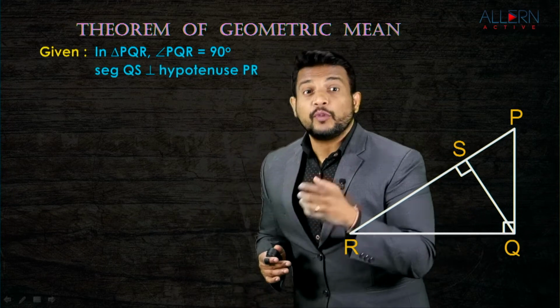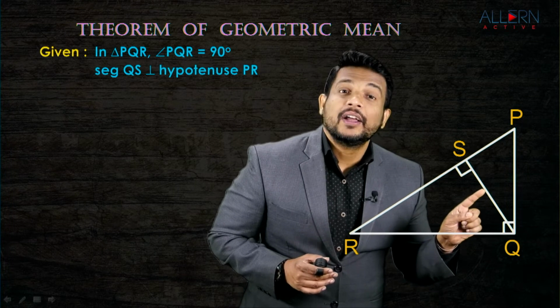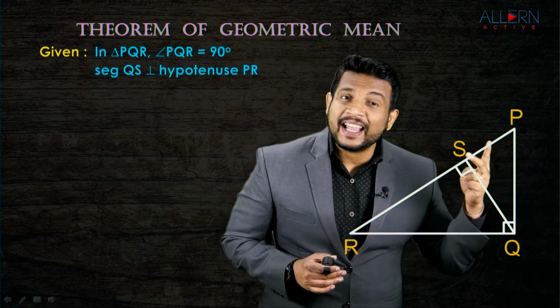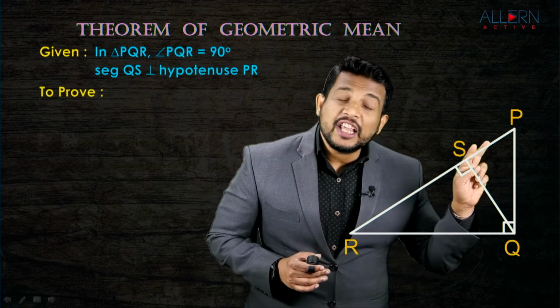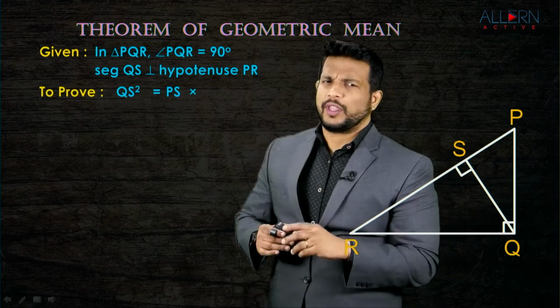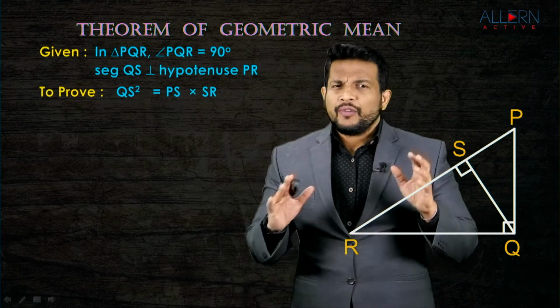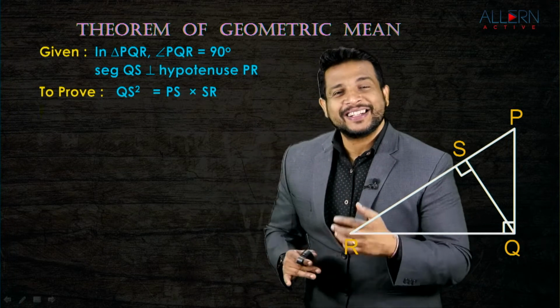What are we supposed to prove? We need to prove that this perpendicular segment is the geometric mean of PS and SR. That means QS square is equal to PS into SR. That is what we need to prove. Okay, beautiful. So now we have understood what we are supposed to draw, what is the given and what is the to prove. Now let's think about the proof.